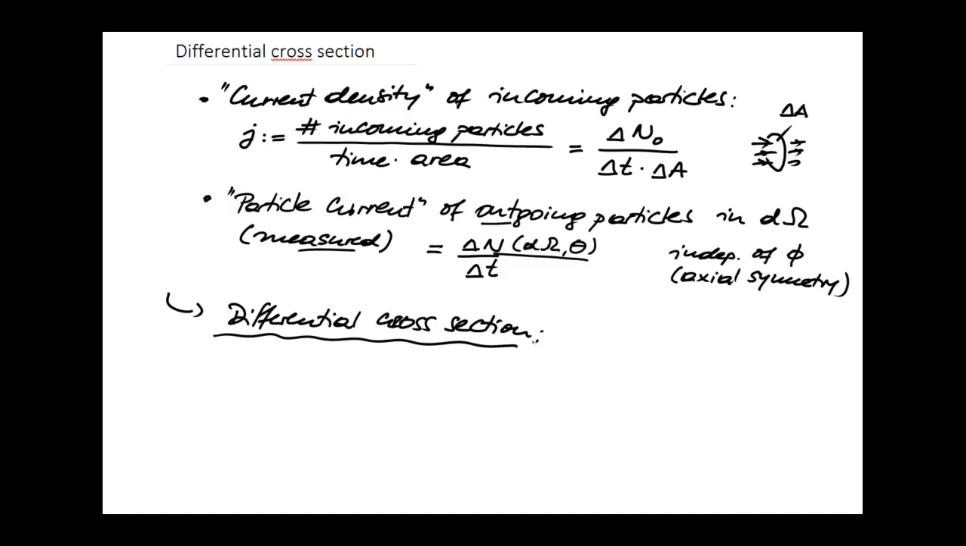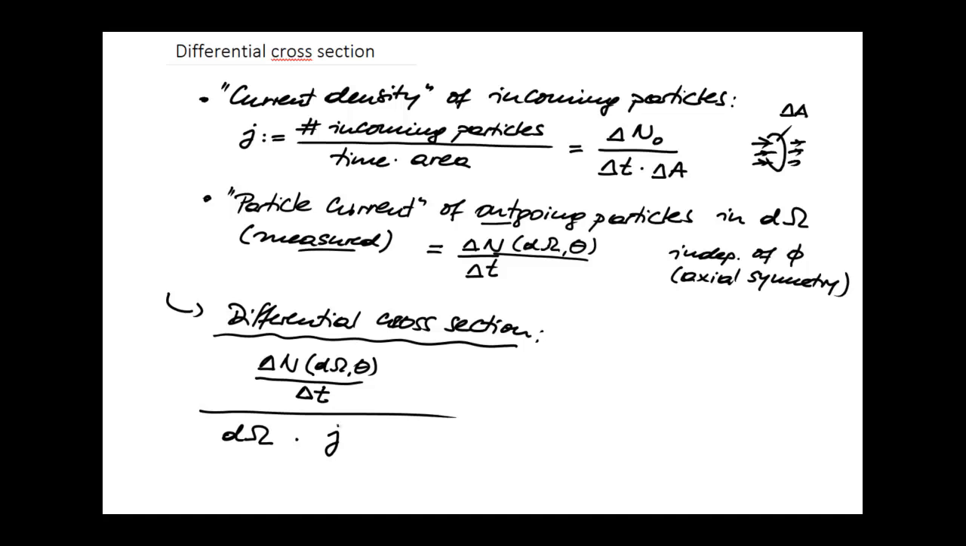quantities, you can define the differential cross-section. And that is the following. It's the number, it's the particle current of the outgoing particles, so the number of particles hitting the detector per unit time, divided by the spatial angle covered by the detector, and divided by the incoming current density.